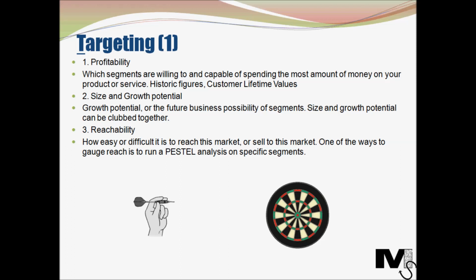The third factor is reachability. Here, you look into how easy or difficult it is to reach this market that you're planning to target, or how difficult it is to sell to this market. There could be various factors that could affect your potential to sell to a market, including the competition in the market and barriers like legal, technological, or social barriers. One of the ways to gauge reach is to run a PESTEL analysis on specific segments.